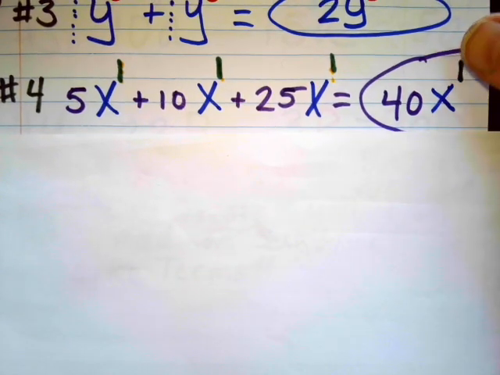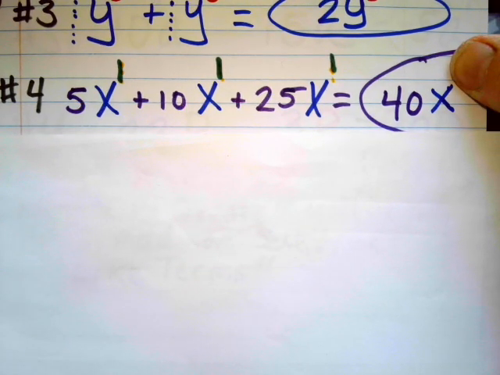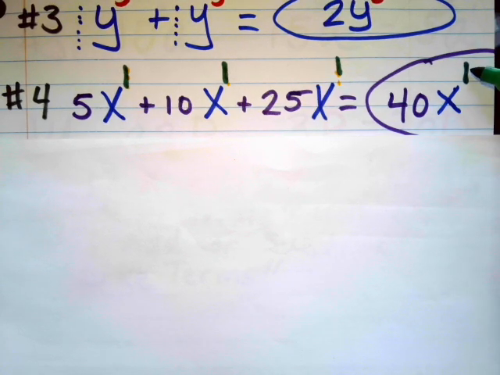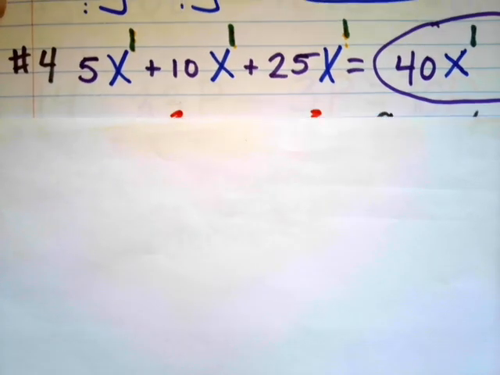Now, many answers will just be 40x. I don't know why, but they don't typically show that invisible 1 in answers. It's perfectly okay. It means the exact same thing.